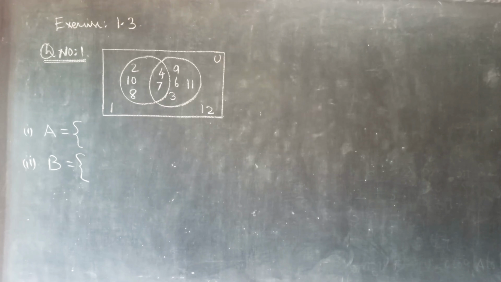Welcome back everybody. Now you are watching exercise 1.3 question number 1. So we are finding the solution for question number 1. The question given is: using the given Venn diagram, write the elements.